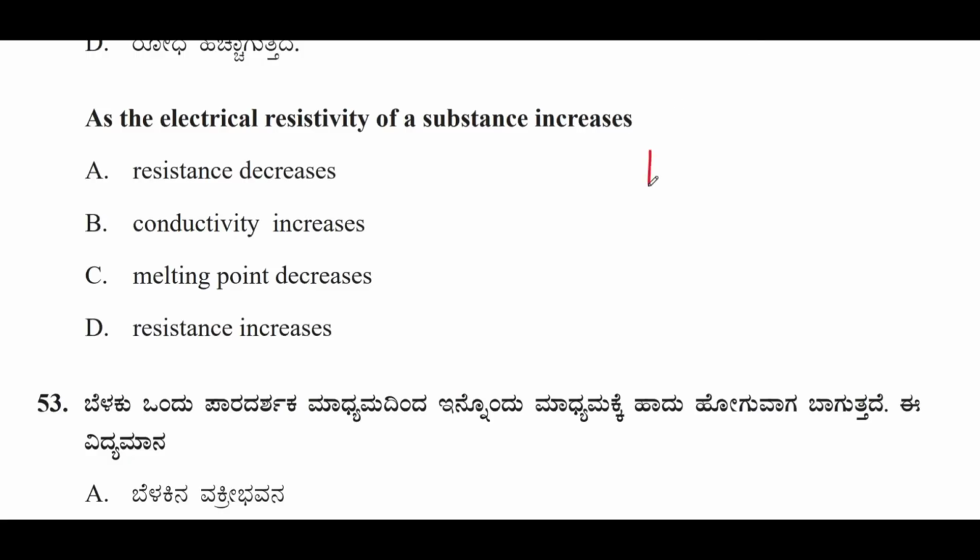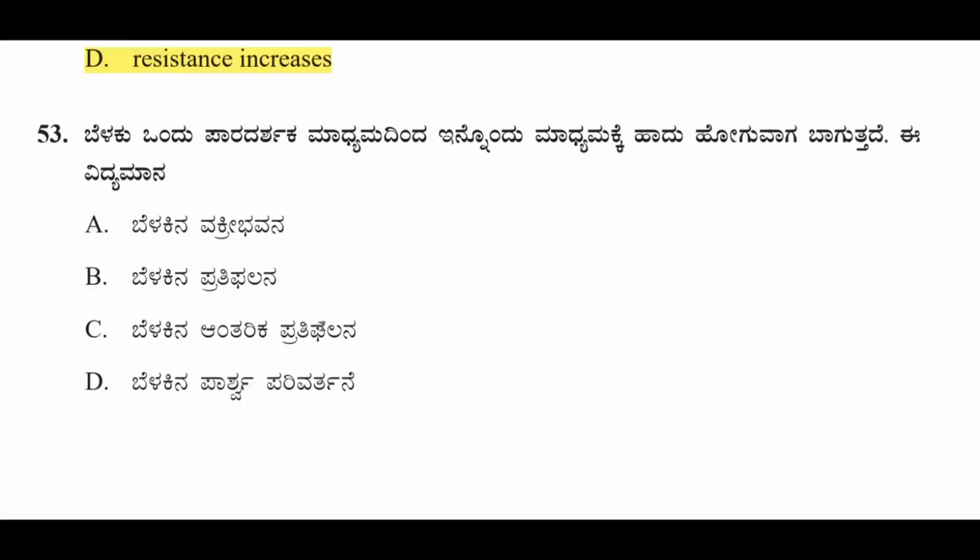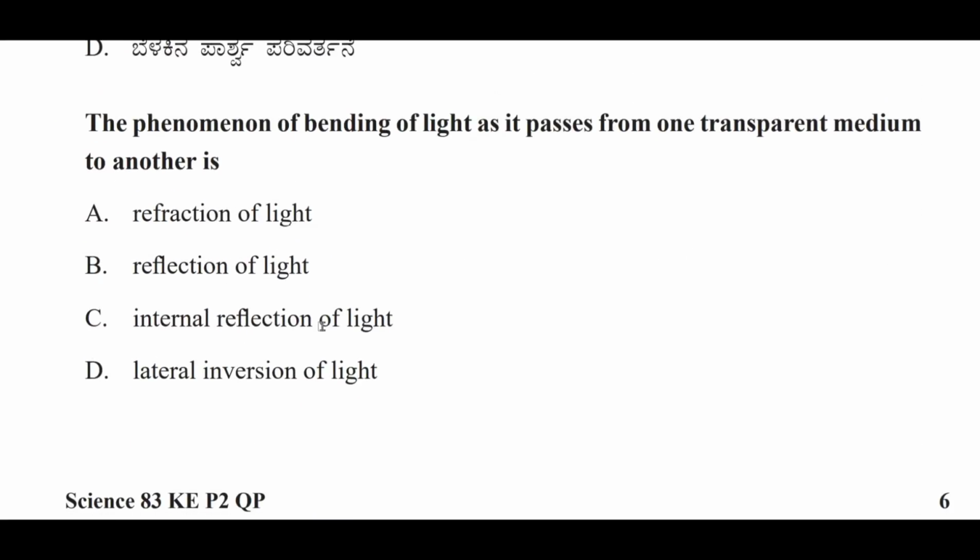As electrical resistivity of a substance increases, we know that R equals rho L by A, where rho is the resistivity. Resistance is directly proportional to resistivity, so if resistivity increases, the resistance of the circuit will increase. Therefore, the correct answer is option D, resistance increases, because they are directly proportional to each other.